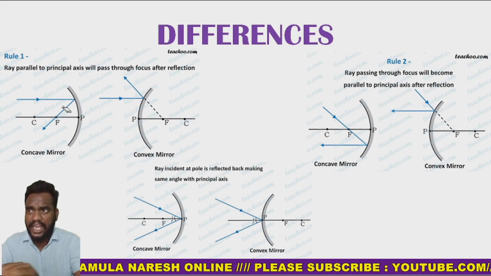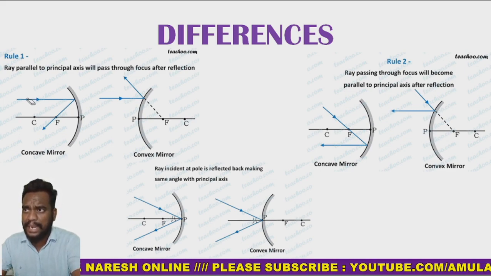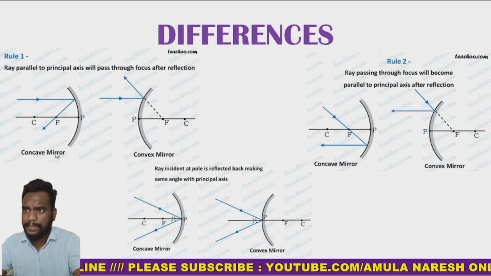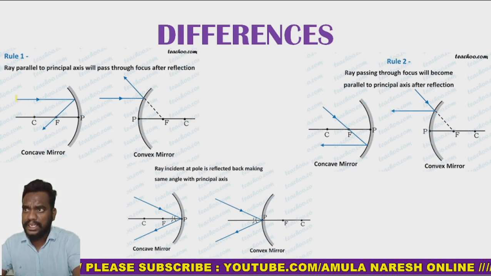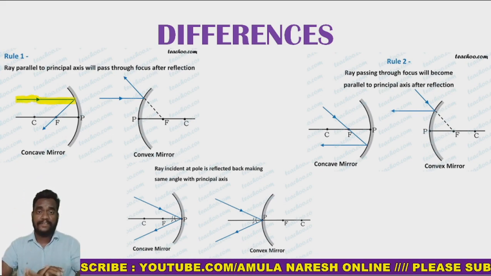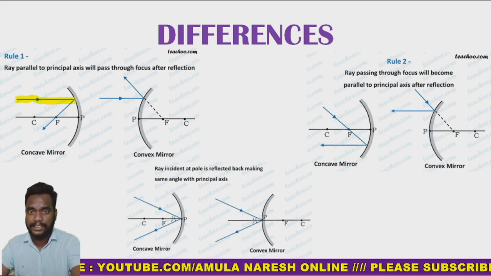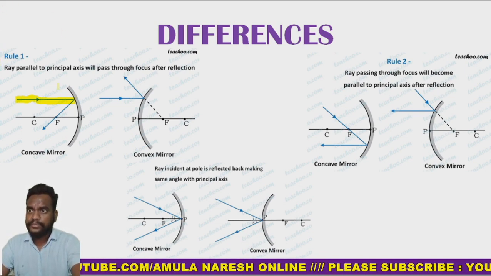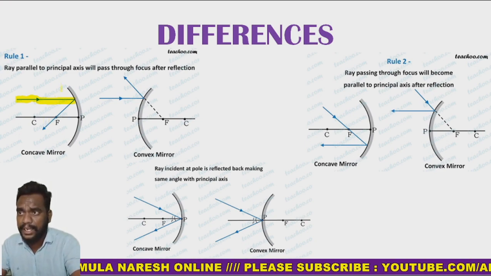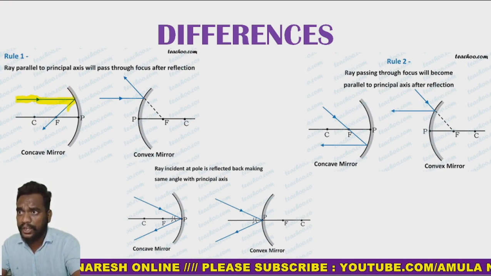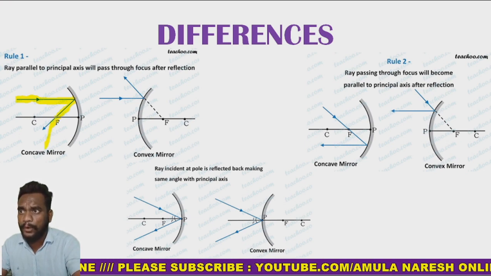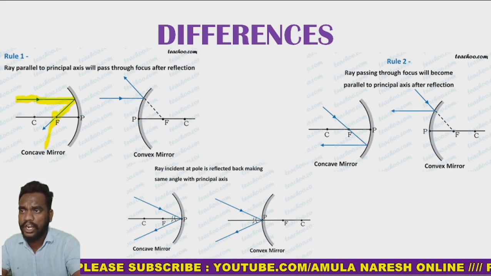So the first rule is that if the light ray is parallel to the principal axis, you can see here the incident ray is parallel to the principal axis and it falls upon a concave mirror. Here we are considering a concave mirror. It will pass through a point on the principal axis and that point is called the focal point.